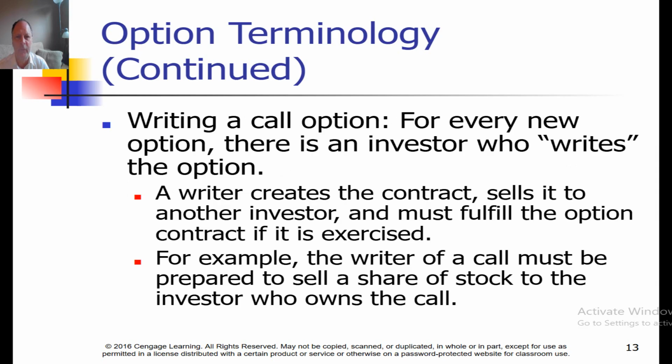Writing a call option: for every new option there is an investor who writes the option, like the insurance company. A writer creates the contract, sells it to another investor, and must fulfill the option contract if it is exercised. For example, the writer of a call must be prepared to sell a share of stock to the investor who owns the call if they are writing a covered call. If they are writing a naked call and don't own the underlying security, then they would have to pay whatever amount is necessary to buy the underlying security. Writing a naked call is a very risky position because you could potentially lose an infinite amount of money.